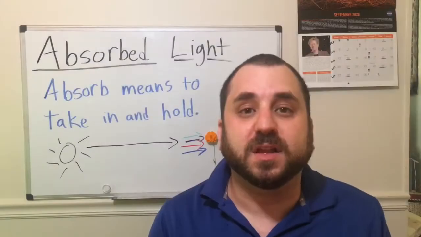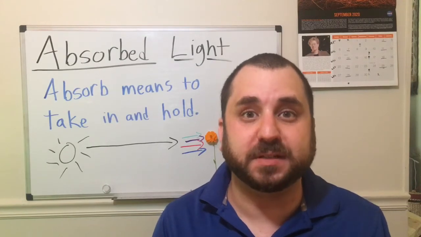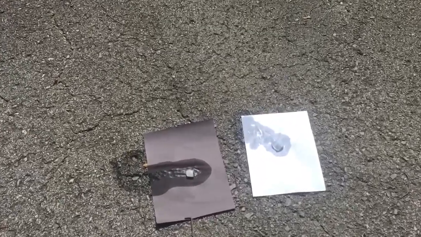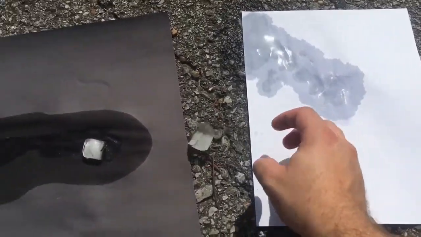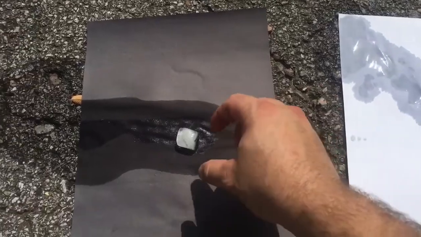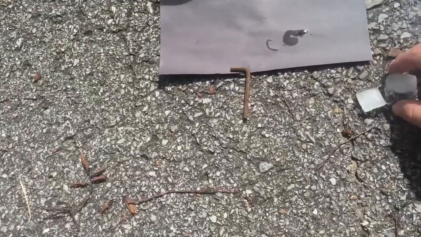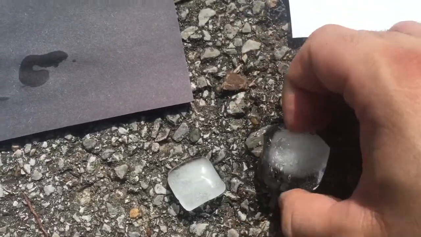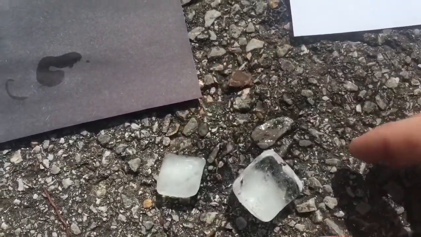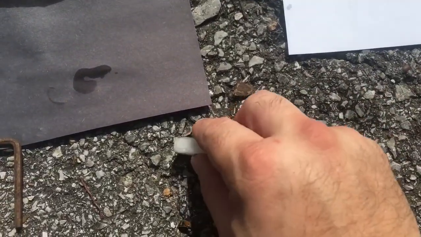Welcome back. Let's go outside and take a look at our experiment and see what's happened. All right, let's have a look at how our experiment went. I have the ice that was on the white paper right here and the ice that was on the black paper. Let's take a closer look at which one is larger. As you can see, the ice that was on the white paper is clearly much larger than the ice that was on the black paper.